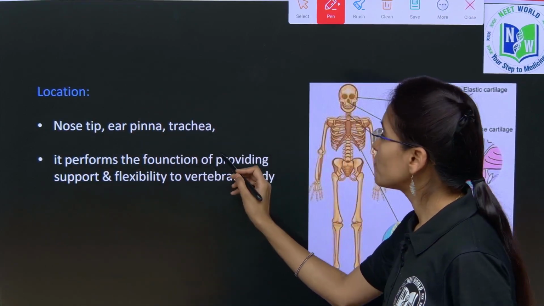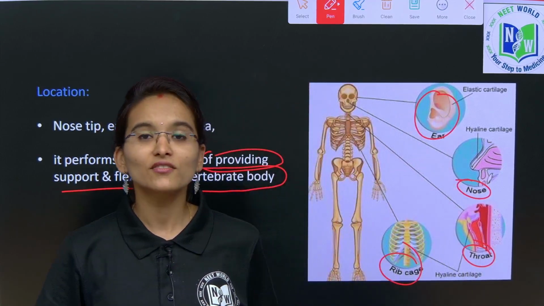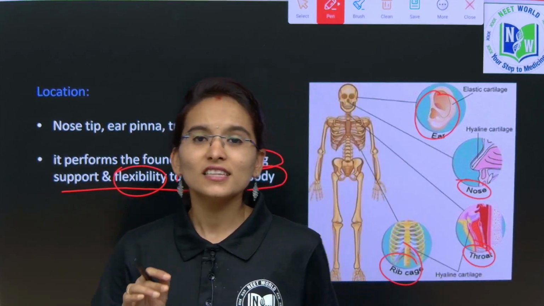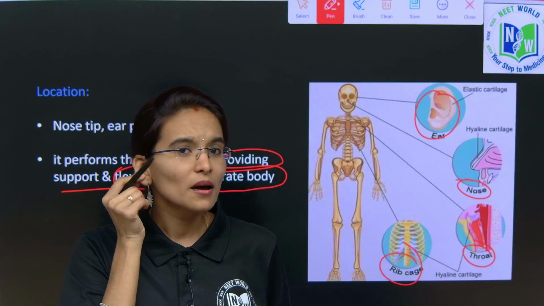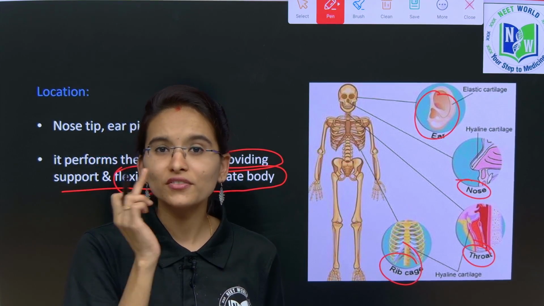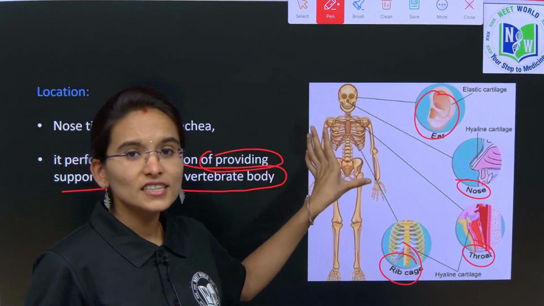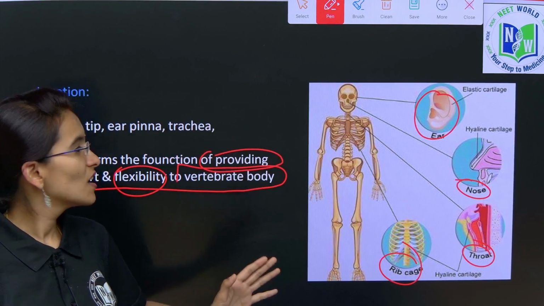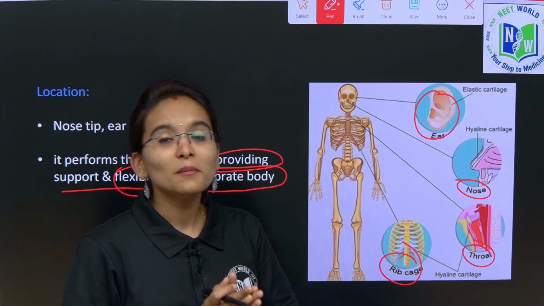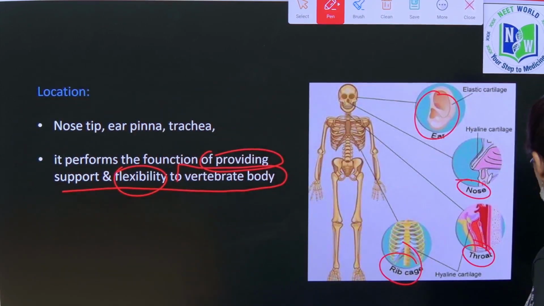It performs its functions by providing support and flexibility to the vertebrate body. It will give support to us, and it is also going to give flexibility. These are very flexible in nature. It means you can bend your ears like this, and you can also show movement for your nose. You can do all these activities because these are cartilage tissues which give support and flexibility to our body, and they contain many white fibers.